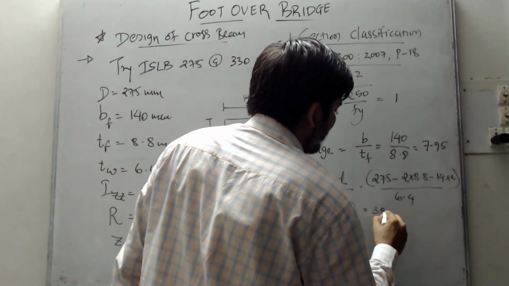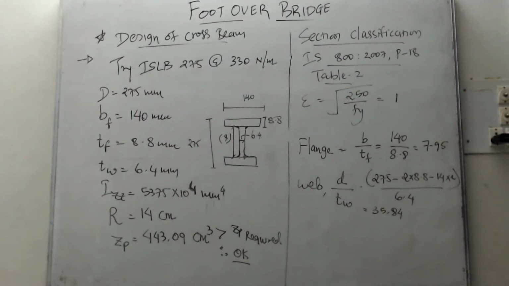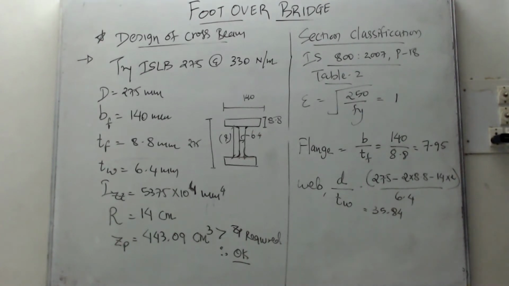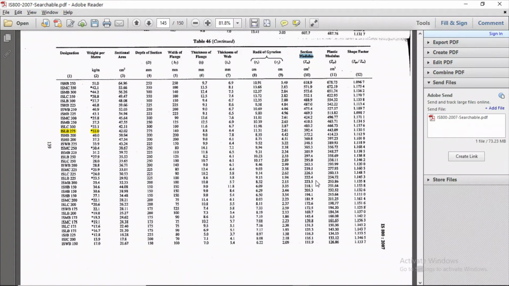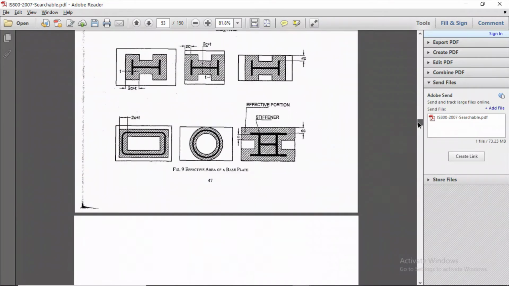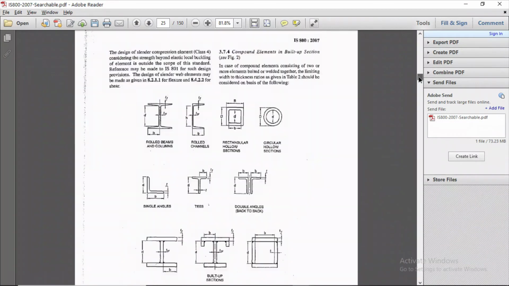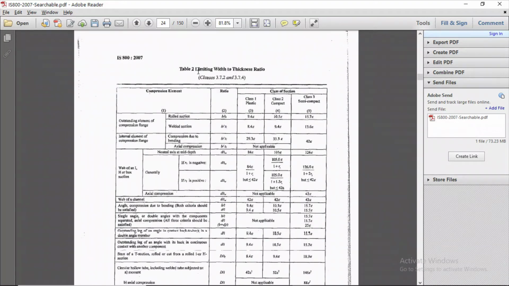Now let us go to the code and understand how these values are coming. So I'll open IS 800 2007 now and share it with you. This is IS 800 2007 already opened, and we need to go to page number 18. Yes, here it is. So this is page number 18, table number 2, limiting width to thickness ratio.